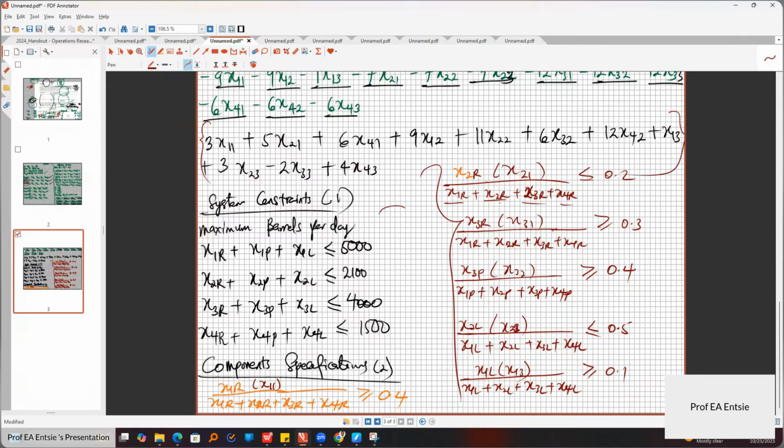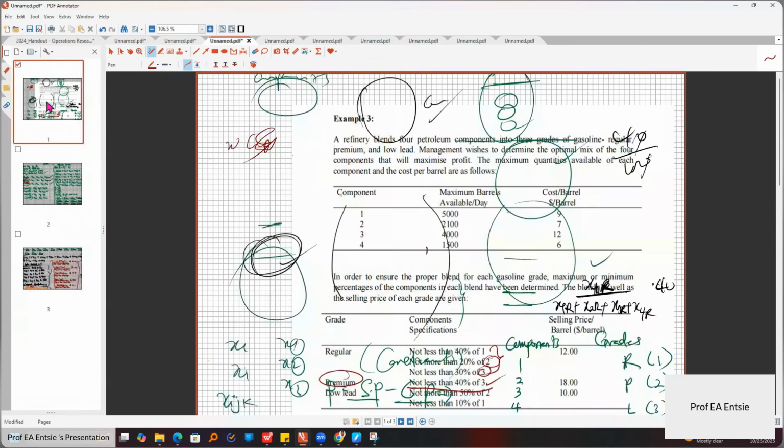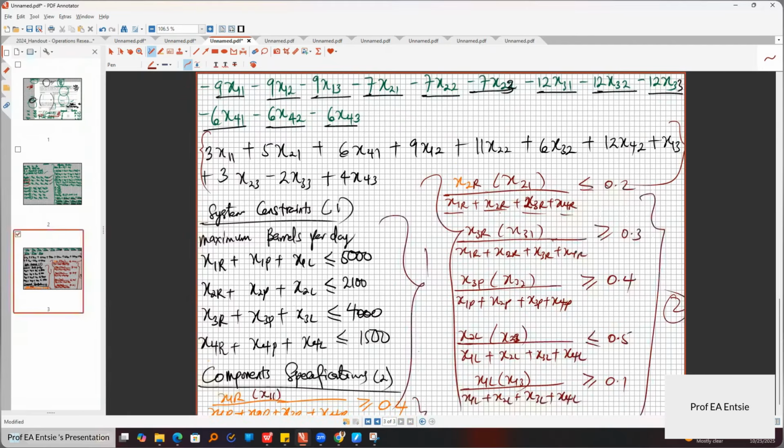Beautifully done. System constraints part 1, system constraints part 2. Then of course, the almighty no negativity principle. So what you can say in short is that xij, because these are the blending components, should be greater than or equal to 0.